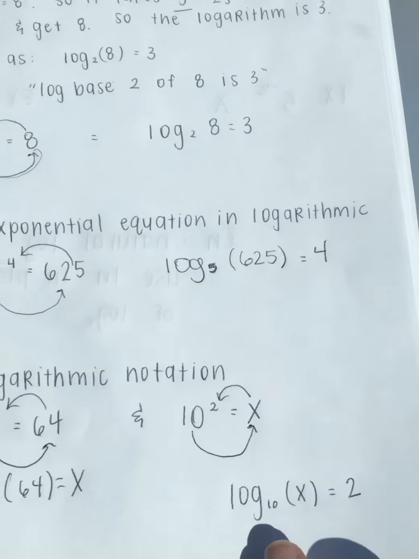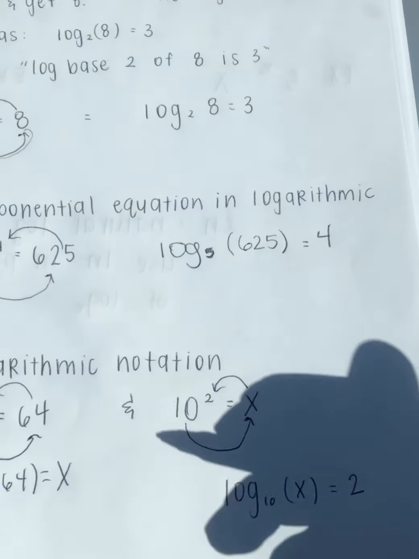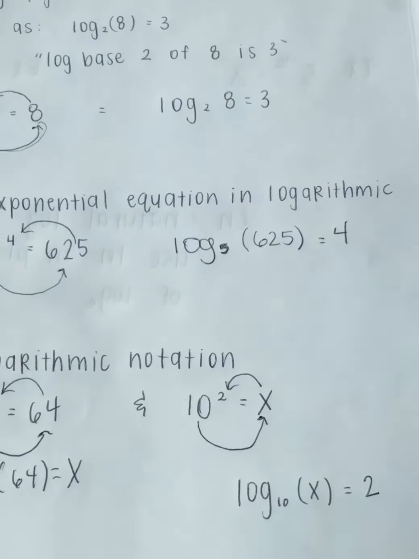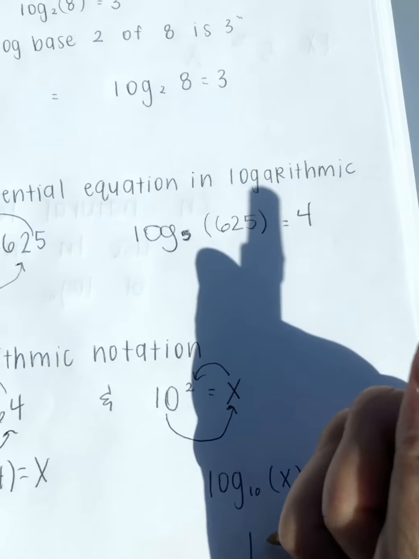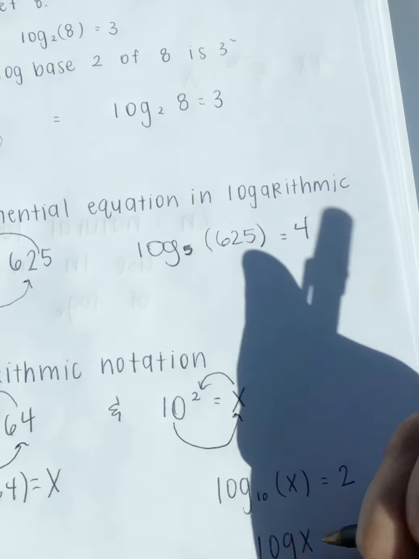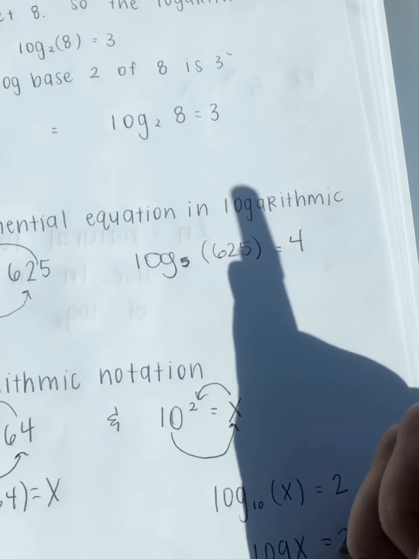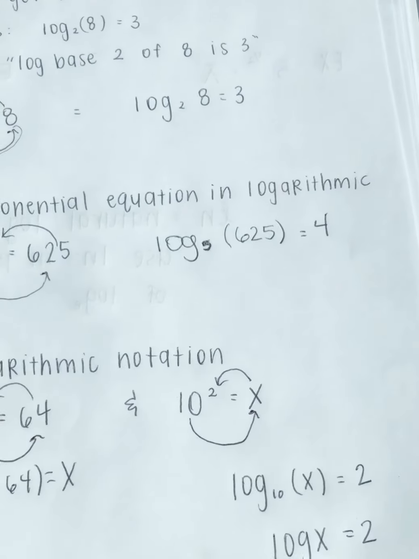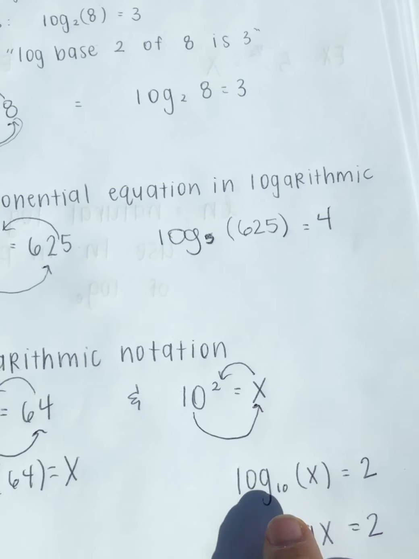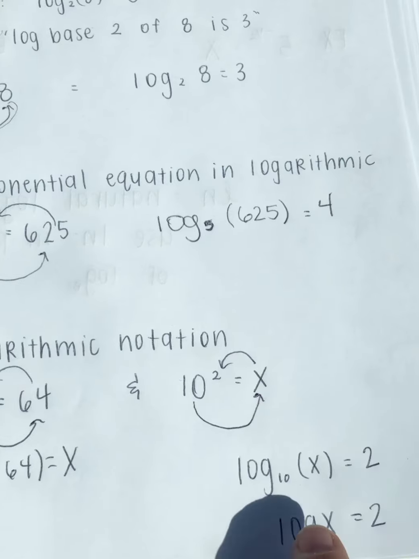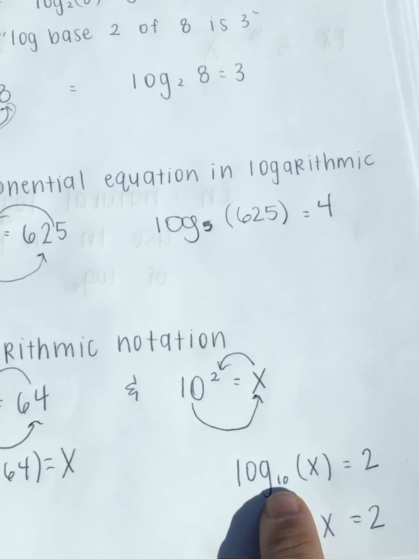Okay, whenever they have log base 10, that's your common log. Usually they don't put a base when it's 10. For this they would put log x equals 2. Okay, this is your common log, so if you don't see a base, it's a base of 10. There will be some examples where you don't see a base there, and you need to know that if you don't see a base, that means you have a base of 10.